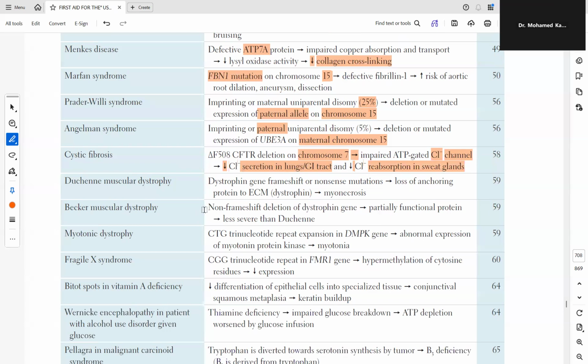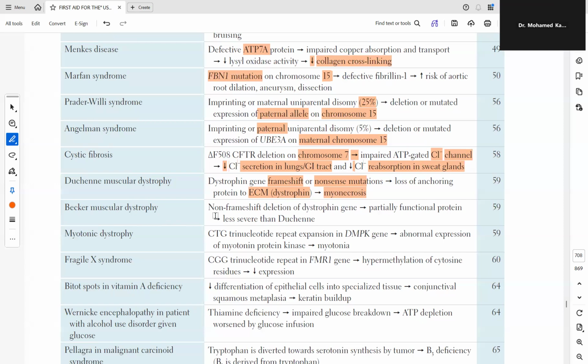Duchenne muscular dystrophy: dystrophin gene frame shift or nonsense mutation. Frame shift or nonsense mutation leads to loss of the anchoring protein on the extracellular matrix, mainly dystrophin, leading to myonecrosis. It's a fatal disease.